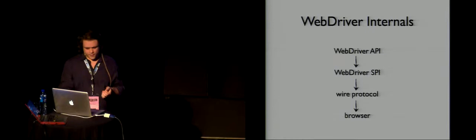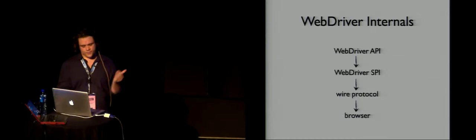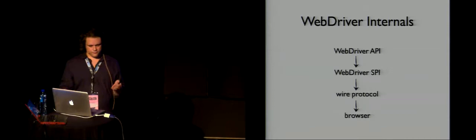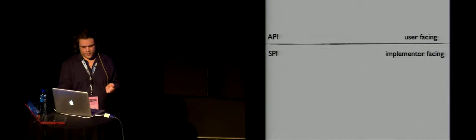So, going into the internals of WebDriver, these are the layers. The user is using the WebDriver API. Beneath that sits the service provider interface, which is basically a set of command and response mappings. And we have a wire protocol beneath that, which actually talks to the browsers. So the API is user-facing. The SPI is implementer-facing.